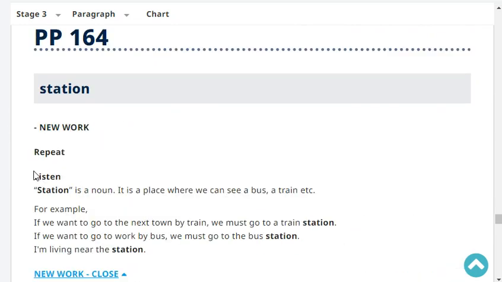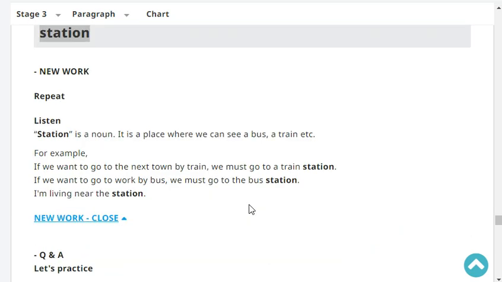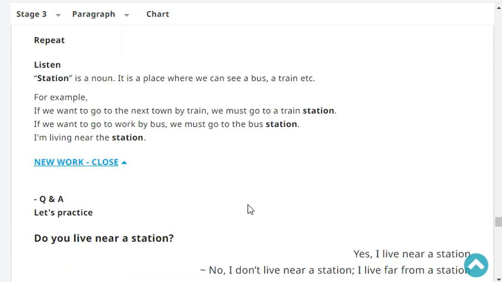Station. Very good. Okay, listen. Station is a noun. It is a place where we can see a bus, train, etc. For example, if we want to go to the next town by train, we must go to the train station. If we want to go to work by bus, we must go to the bus station. Another example is I'm living near a station.